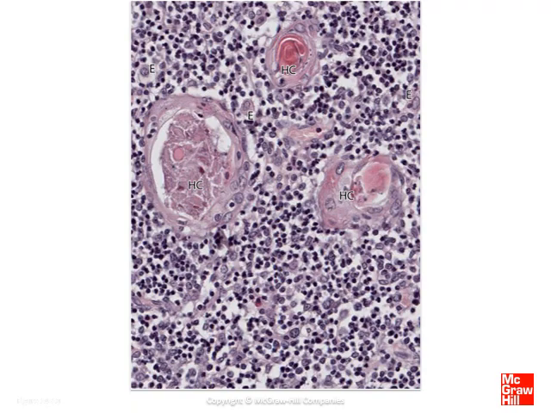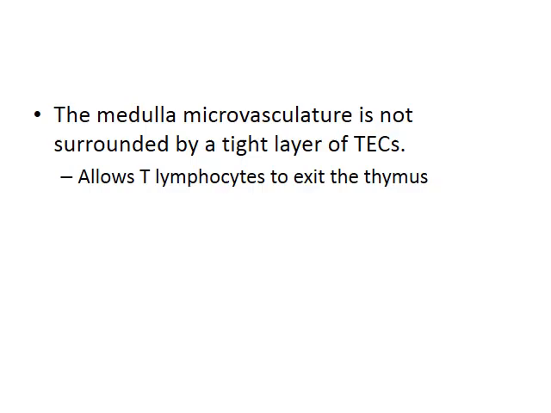So here is the medulla of our thymus, and the E cells are going to be our epithelial cells. So once again, our nice little squamous cell. Here's our Hassall's corpuscle, and notice how it's arranged a bit differently than what we saw in the cortex. The medulla microvasculature is not going to be surrounded by a tight layer of TECs. So what this allows is, once T lymphocytes get here, they're able to exit the thymus.